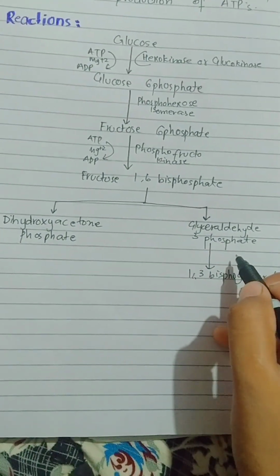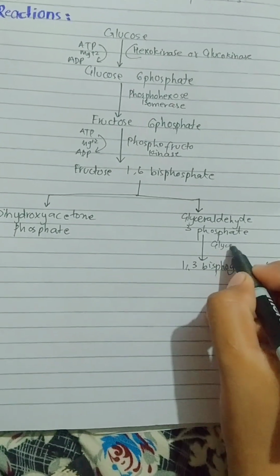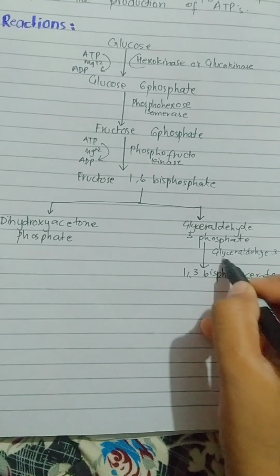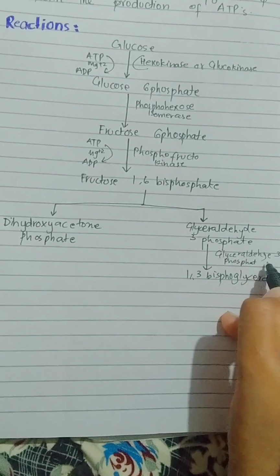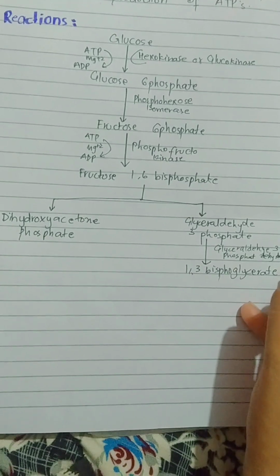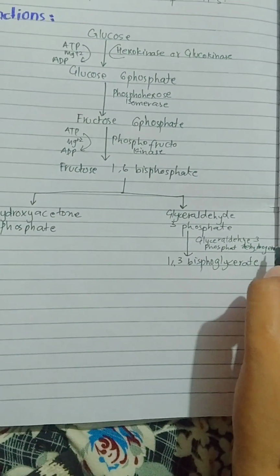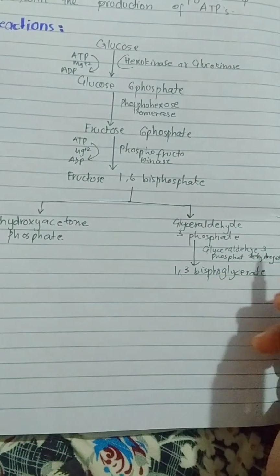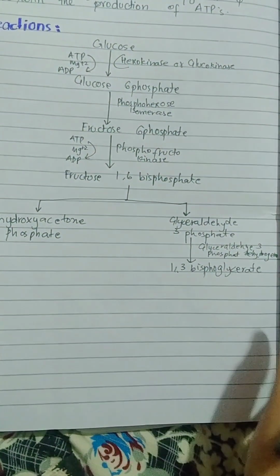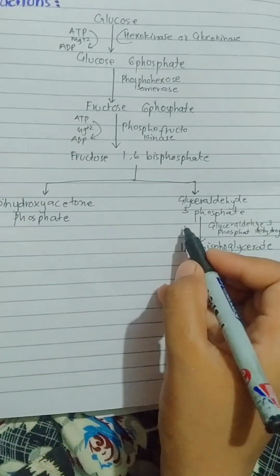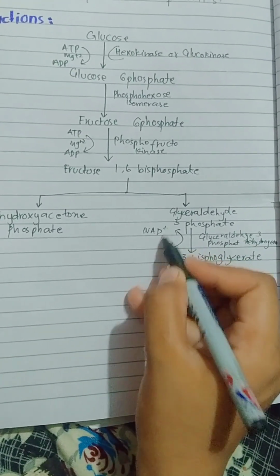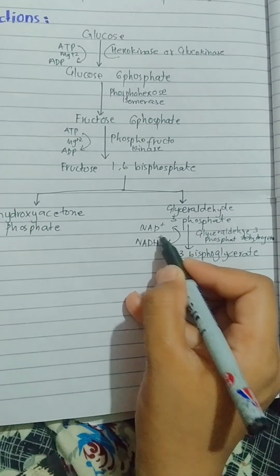The enzyme used in this reaction is glyceraldehyde 3-phosphate dehydrogenase. In this reaction, dehydrogenation occurs. That's why one hydrogen is removed from carbon number 1 and a phosphate group is attached at this place. In this reaction, NAD changes into NADH. One NADH is produced.